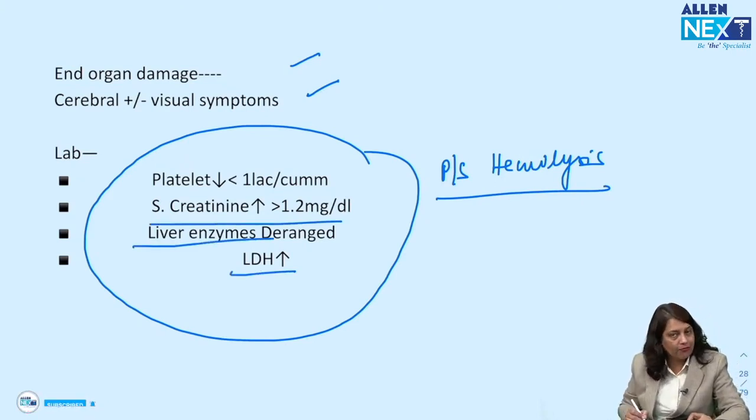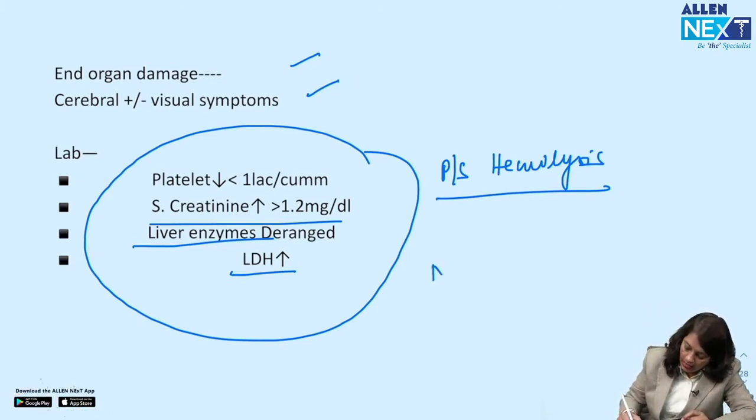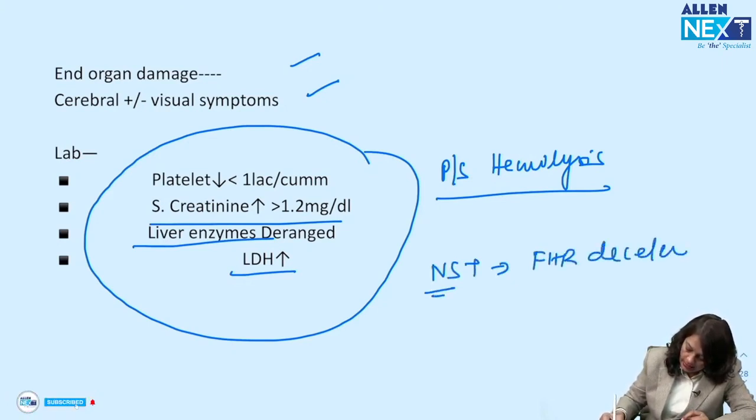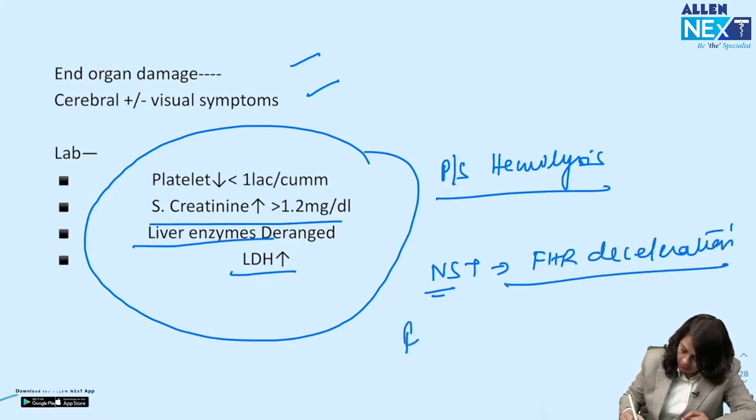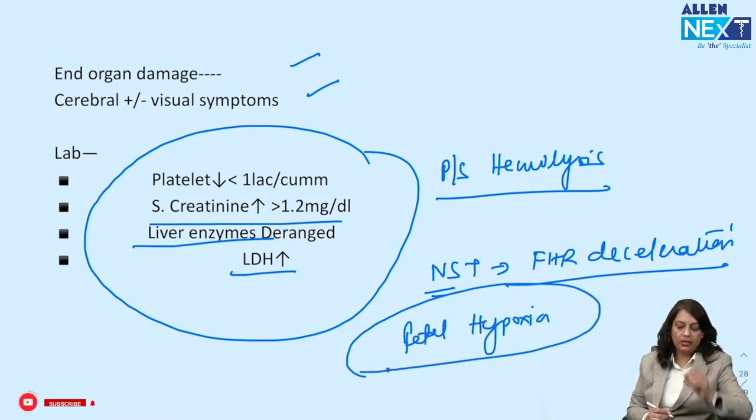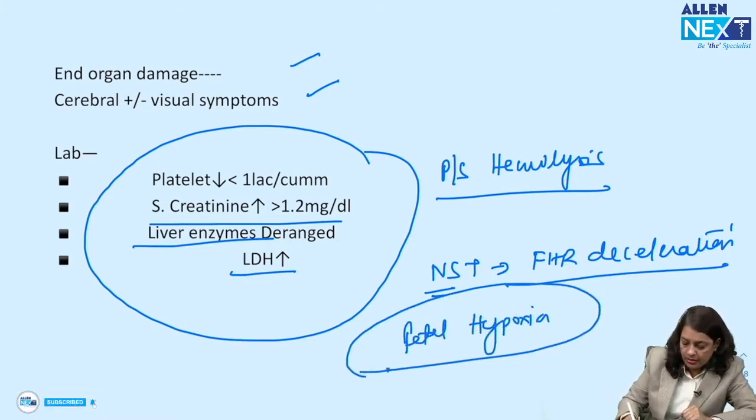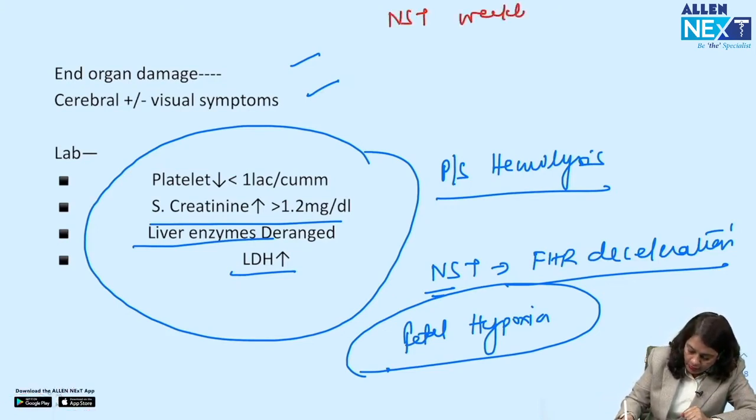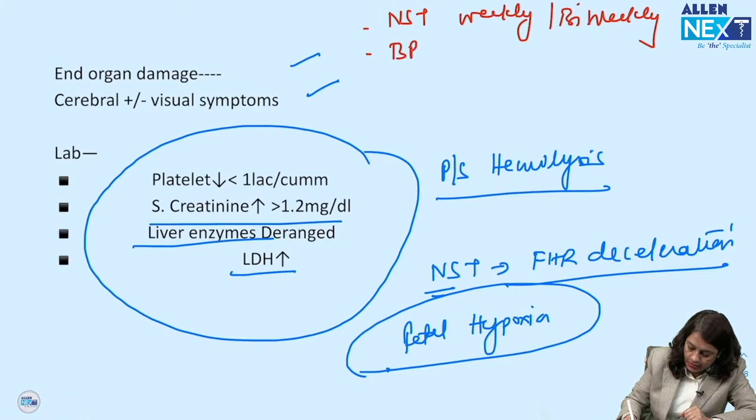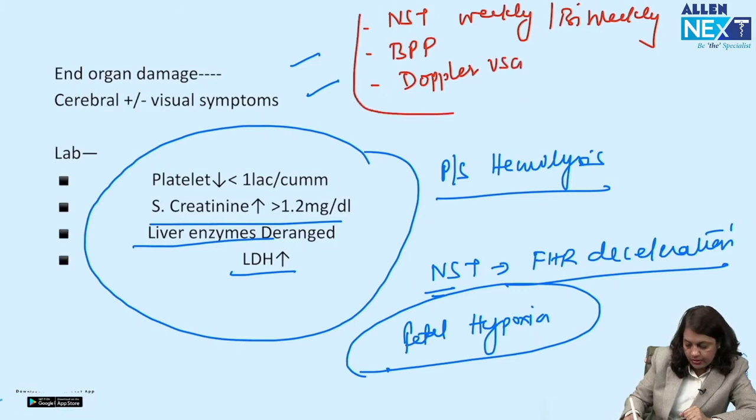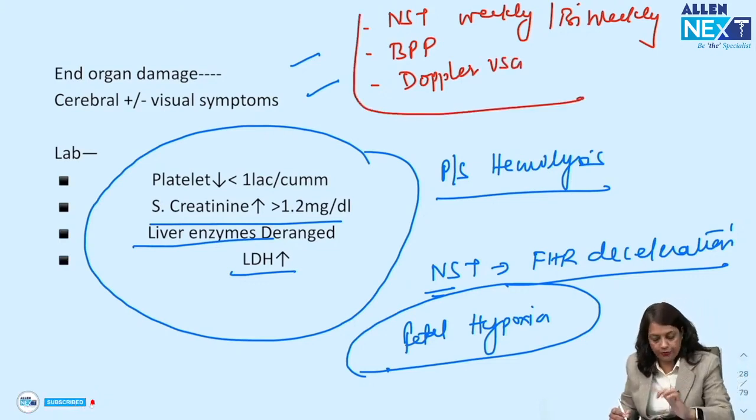These are the features or lab findings of end organ damage, and NST, that is non-stress test, can show fetal heart rate decelerations because of fetal hypoxia. So monitoring of NST is very important. So what are the parameters in fetal monitoring which are important? NST at least weekly or bi-weekly should be done, then biophysical profile, and then Doppler ultrasound if there is associated IUGR. So these tests are for fetal monitoring.